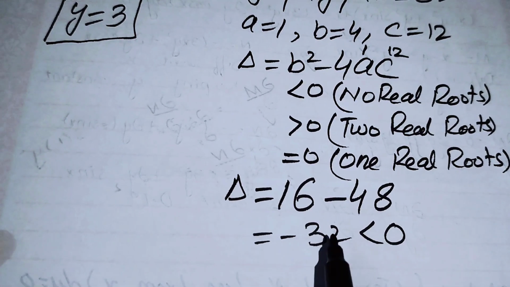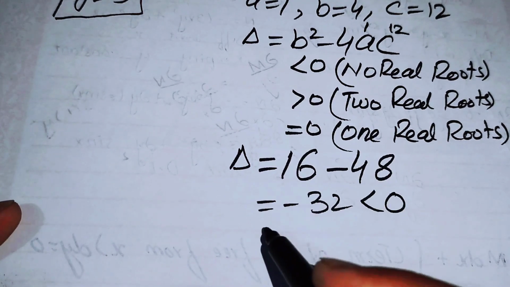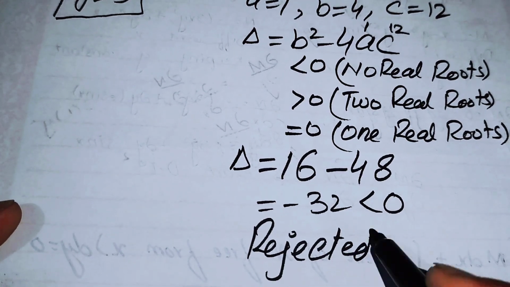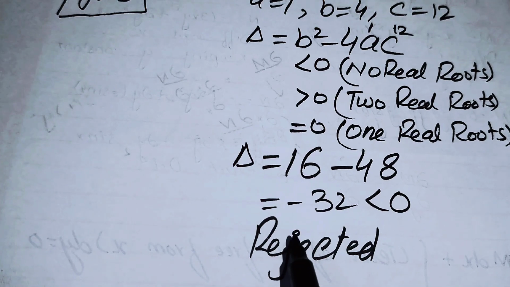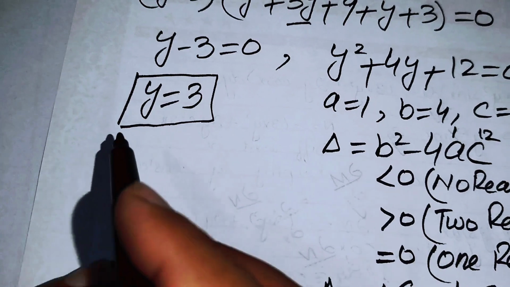So our delta is less than 0, so we say that it has no real roots. If it has no real roots, then we will reject this case, because if it has no real root, it means that it has complex roots. So now we proceed here only with this case.